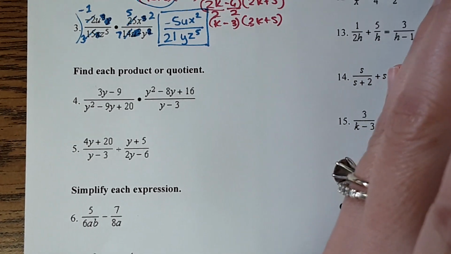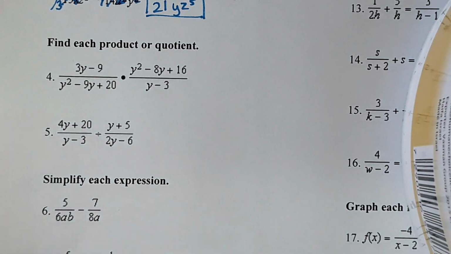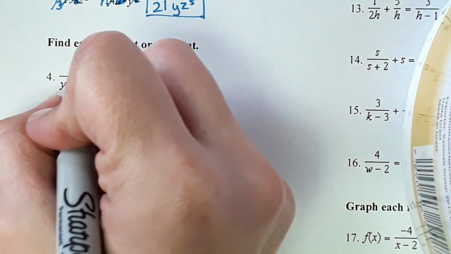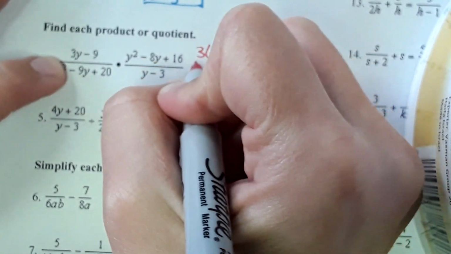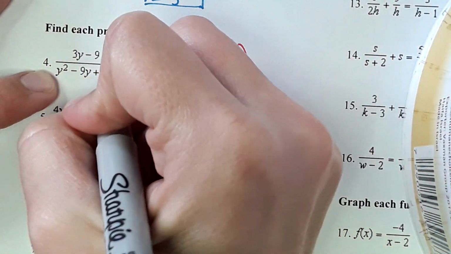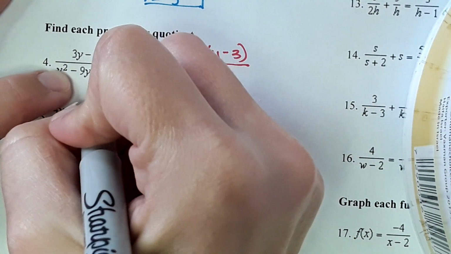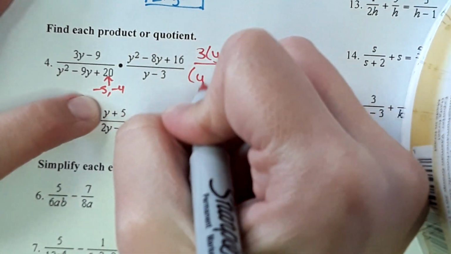Okay. Number 4, find each product or quotient. That's very similar to what we did up top. We have to break everything into factors and then cancel out factors. Just one part at a time. So 3y minus 9, I'm going to take out a 3 there. Then for the bottom, 2 things that multiply to 20 add to negative 9 would be negative 5 and 4.